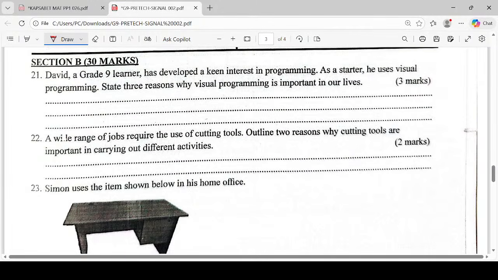Section B, that's 30 marks. David, a grade 9 learner, has developed a keen interest in programming. As a starter, he uses visual programming. Say 3 reasons why visual programming is important in our lives. Why is it important? One, we can say it simplifies learning of programming concepts.